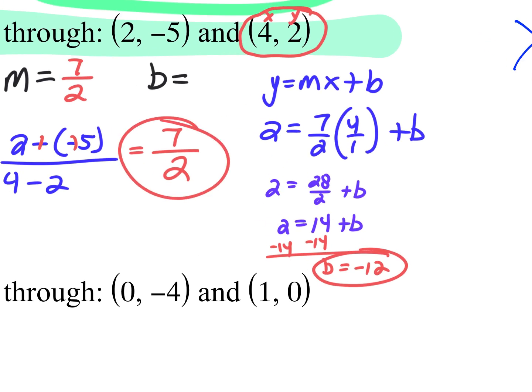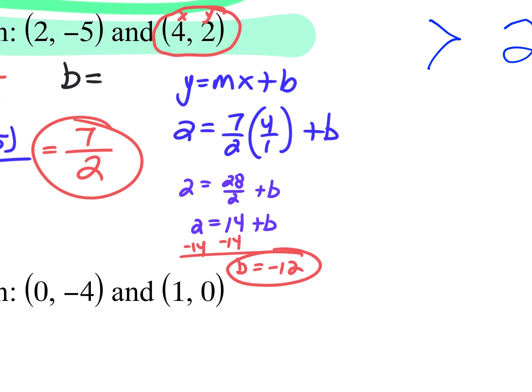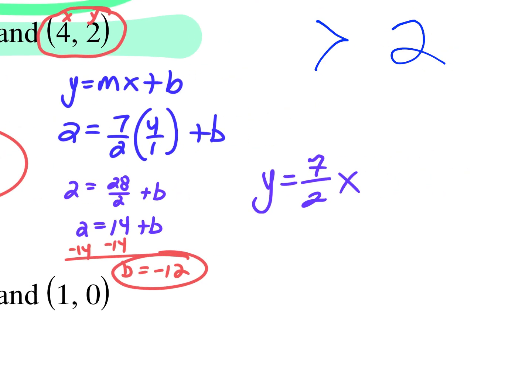So you have the two things you need in order to write your equation. You have your slope and you have your y-intercept. So how would you write the equation of this line? Y equals what? 7 over 2x minus 12.